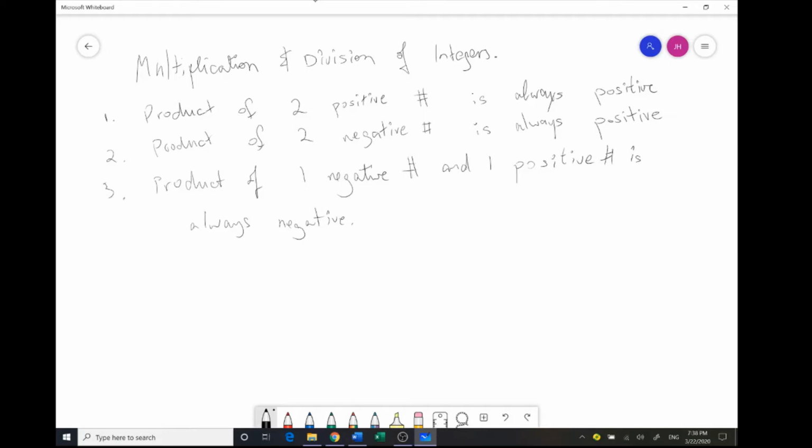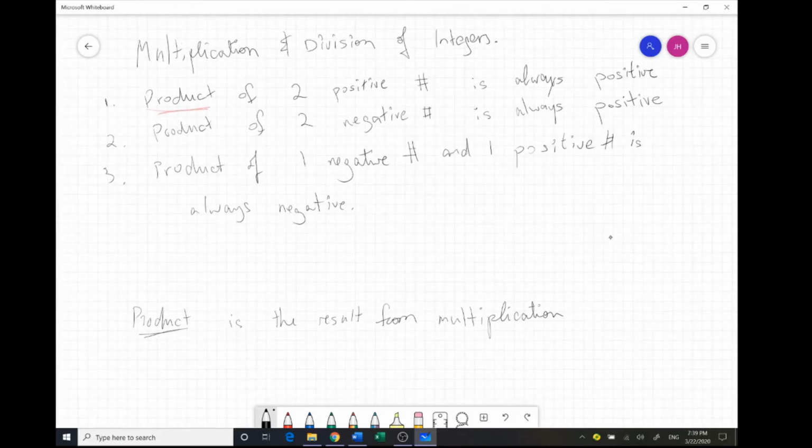So please keep these three principles in mind. And for those of you who don't know what product is, here's another note for you. Product is the result from multiplication. What do we mean by that? Let me give you a quick example so you will know what that is.